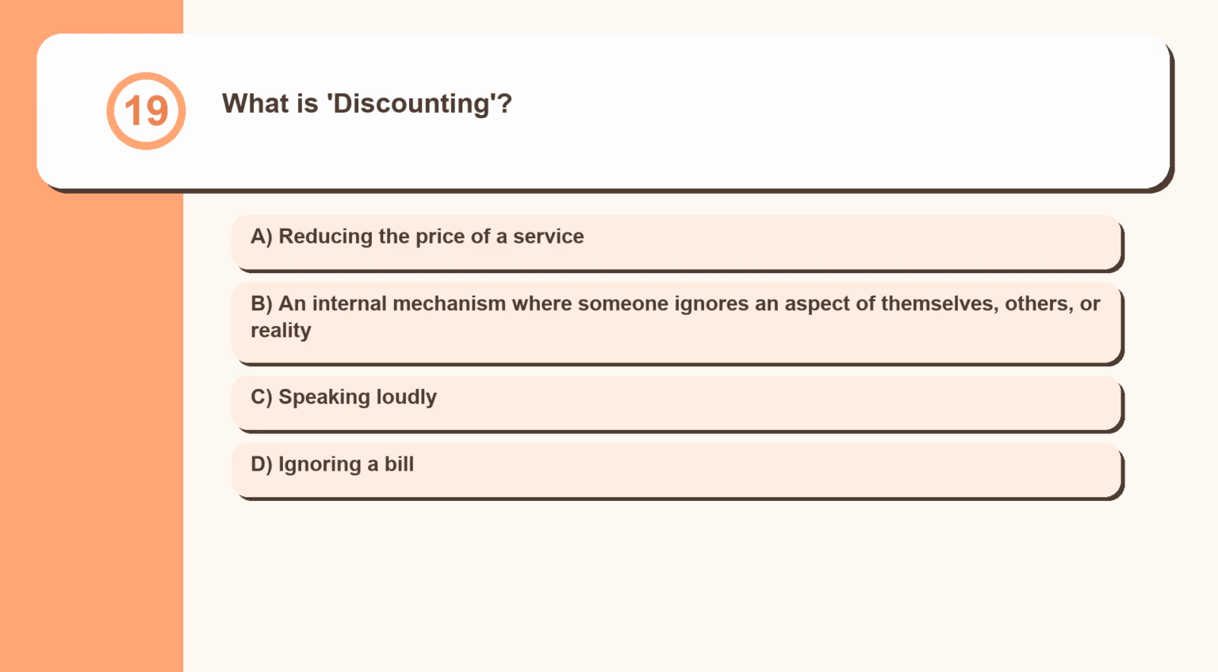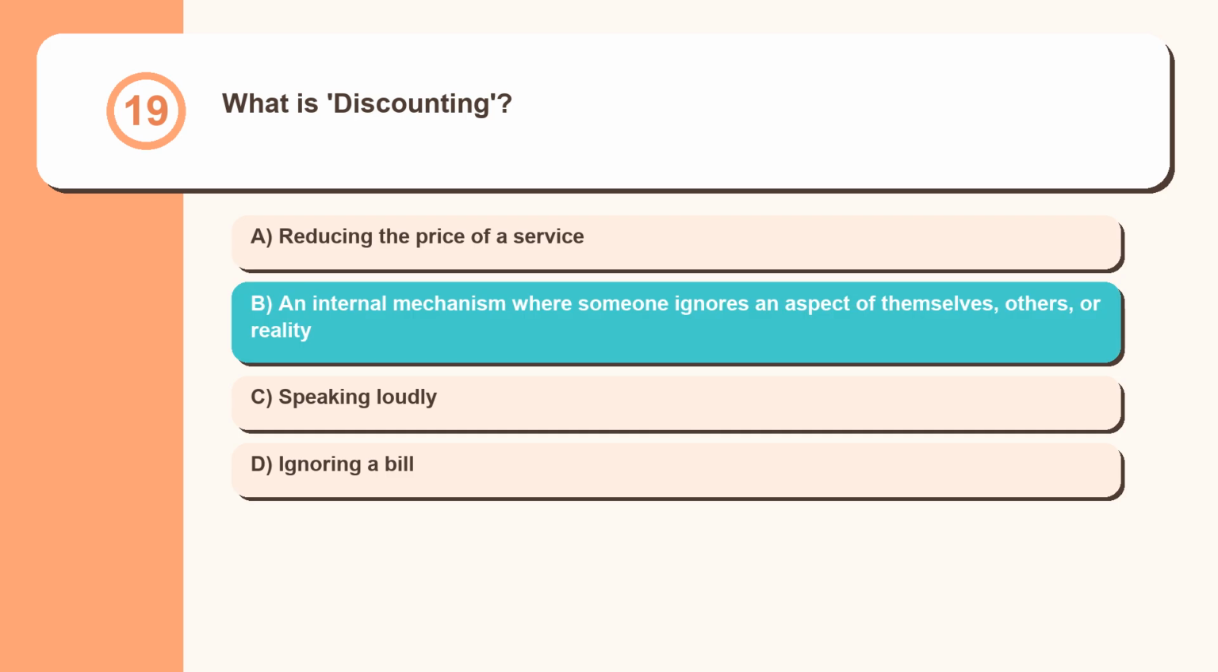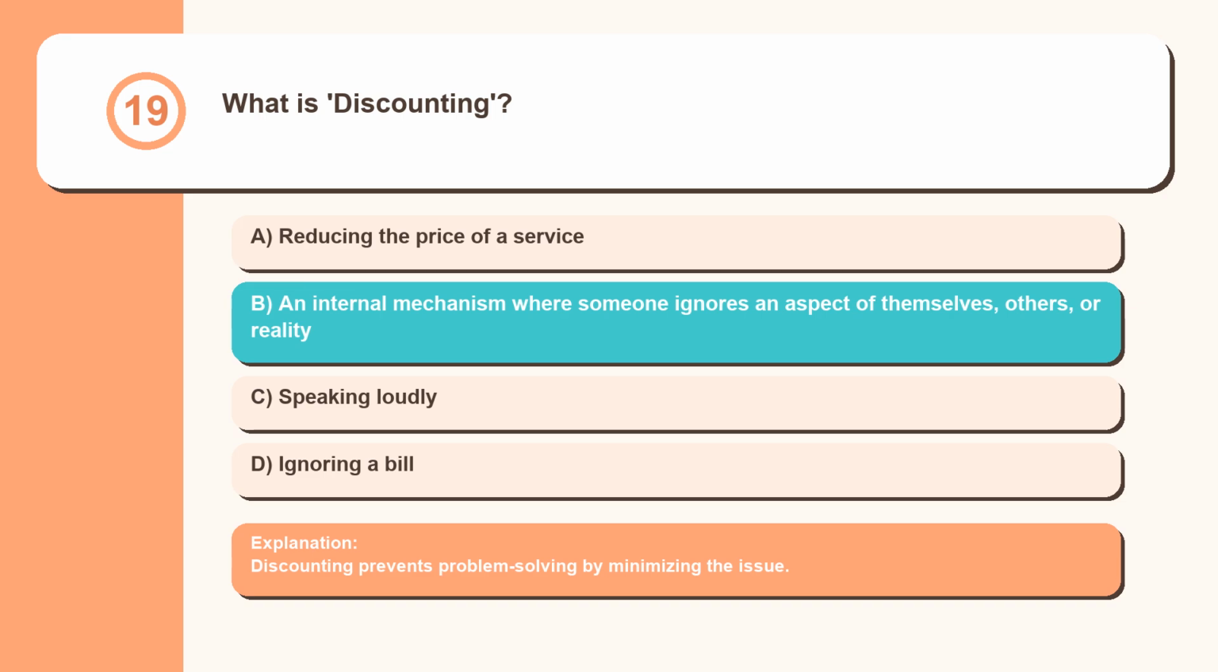Question 19. What is discounting? Reducing the price of a service. An internal mechanism where someone ignores an aspect of themselves, others, or reality. Speaking loudly. Ignoring a bill. Discounting prevents problem solving by minimizing the issue.